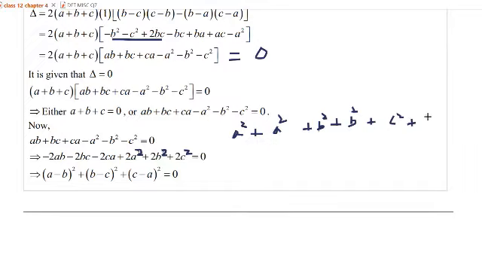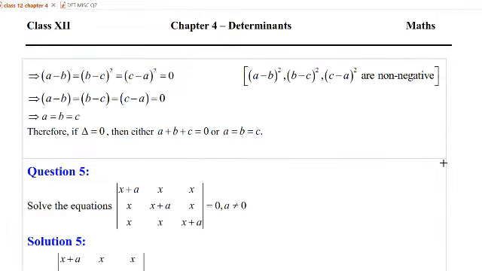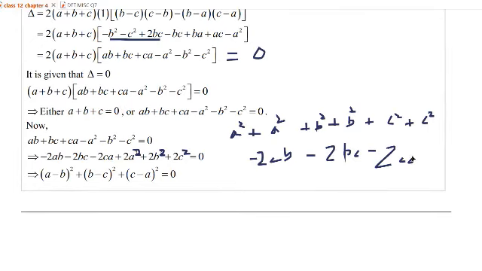So no problem up to this point. Okay. And already we have minus 2AB, minus 2BC, and minus 2CA. Okay, now what will happen? This is CA.